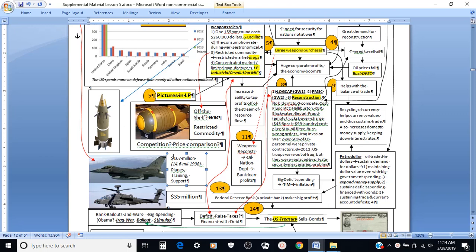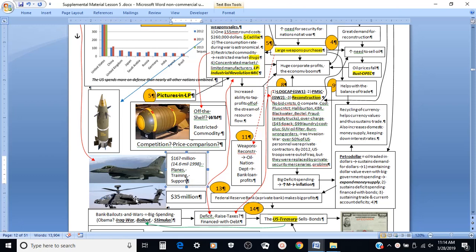Each plane here, we sold a bunch of these planes to Iraq, and we sold them at 167 million per plane, right? Whereas we purchased these for 14.6 million per plane in 1998, right? So price has gone way up, but to be fair, this price includes a total package for not just the plane, but also training and maintenance support.